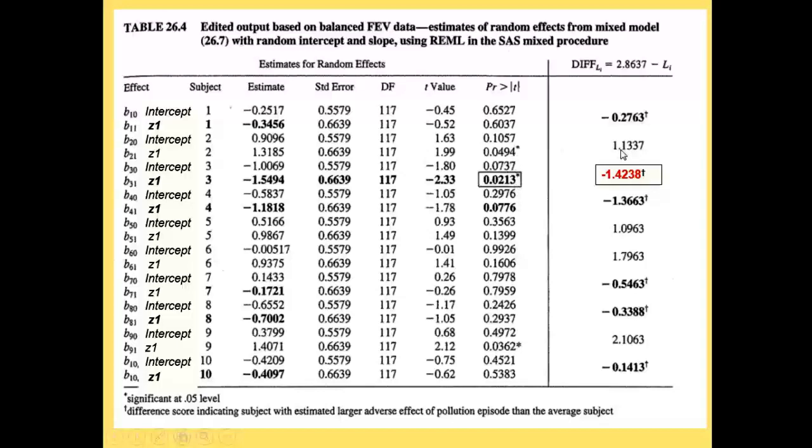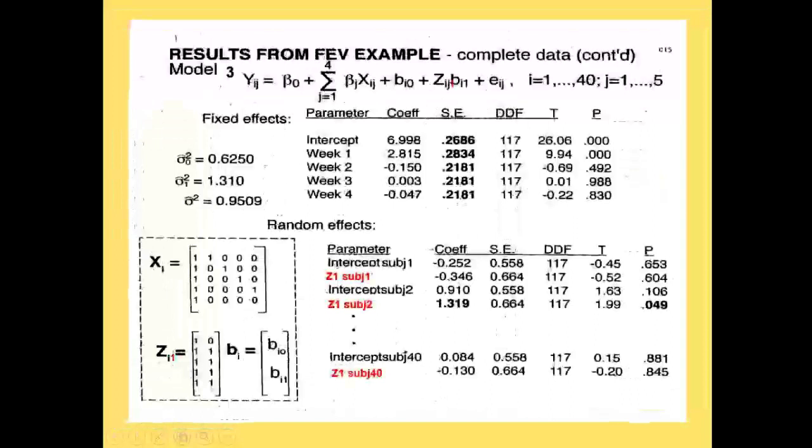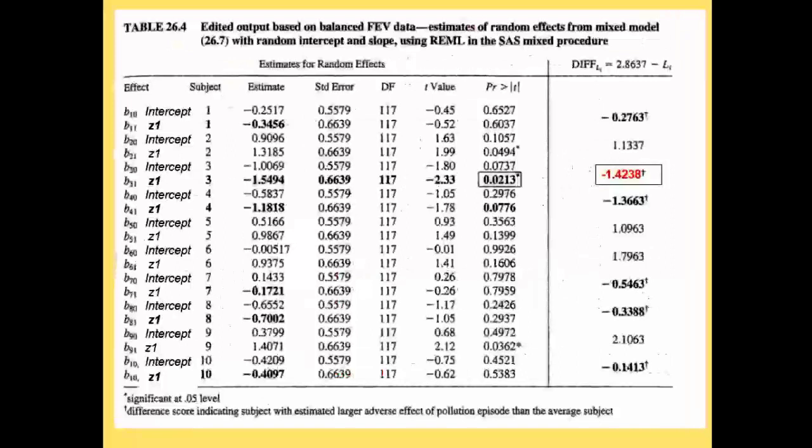But look at subject three, which I didn't have on the previous slide because I only had subjects one and two. Subject three is minus 1.5494, with a p-value of 0.0213, which means it's significant not at the 1% level, but significant at the 5% level. And subject three, we previously saw before the break, was negatively affected by the pollution alert when you looked at the average difference versus subject three's difference between week one and week four. So subject three gets flagged.